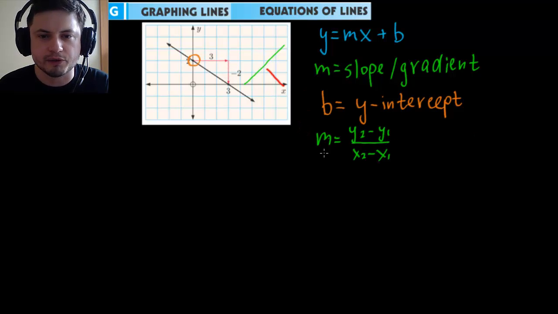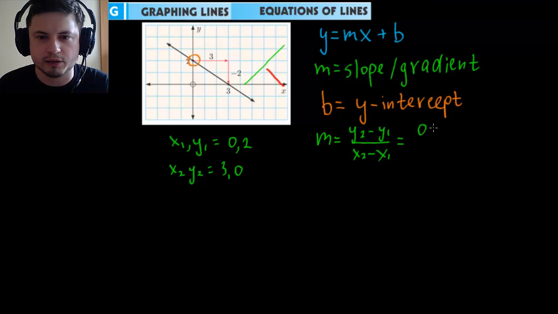So there are two ways of doing this. One is by using the slope formula. Let's say this point here is x1, y1, and this point here is x2, y2. x1, y1 in this case is 0, 2, and x2, y2 is 3, 0. So you would substitute these values, where y2 is 0, y1 is 2, x2 is 3, and x1 is 0, and this would give you the slope of minus 2 over 3. So that's one way of doing this.